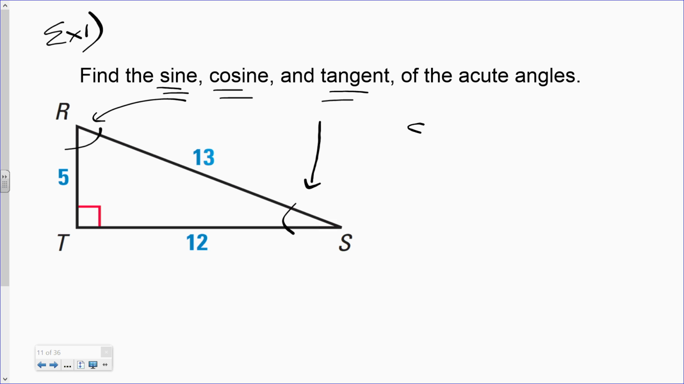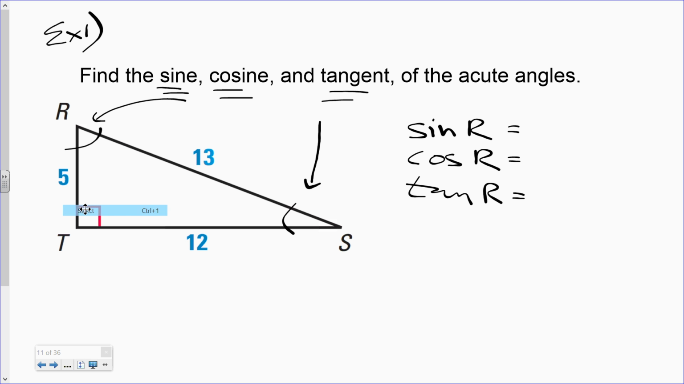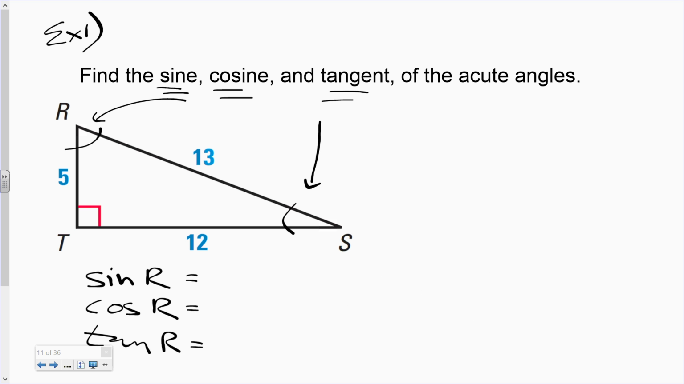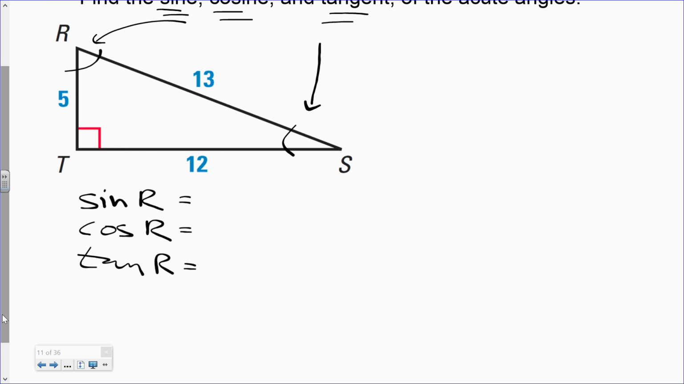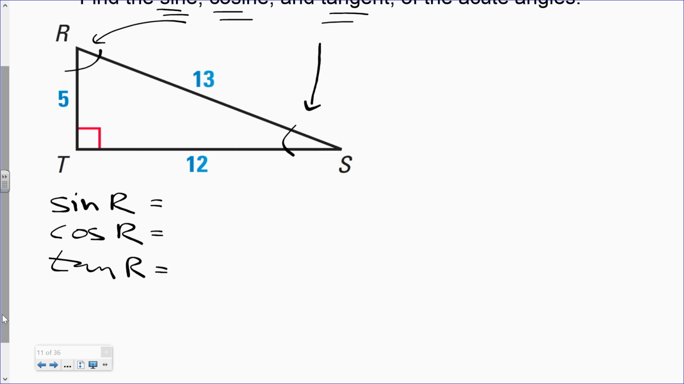Let's go sine of R, cosine of R, tangent of R. Let me bring it down over here. All right. What is the sine always? The sine is what over what? You guys remember from yesterday? Opposite over hypotenuse. Cosine is adjacent over hypotenuse, and tangent is opposite over adjacent.